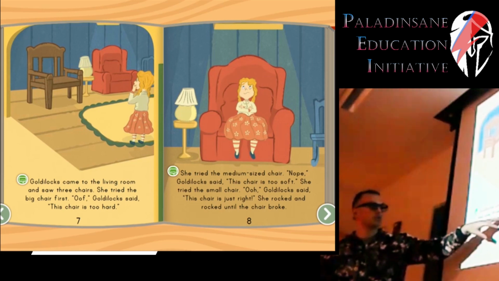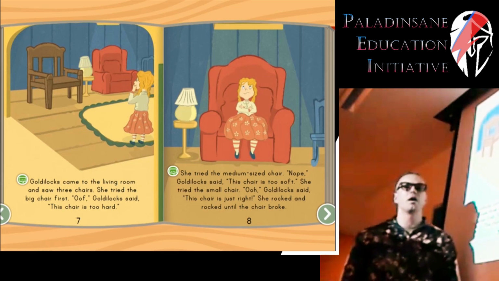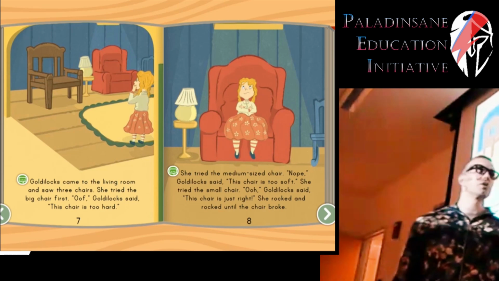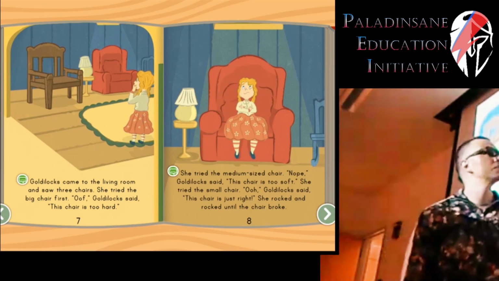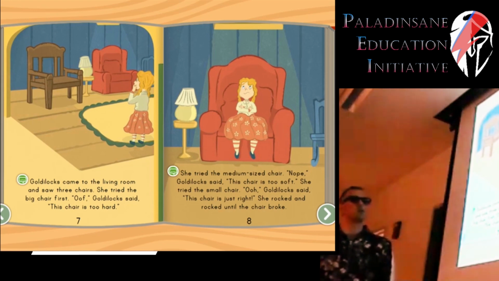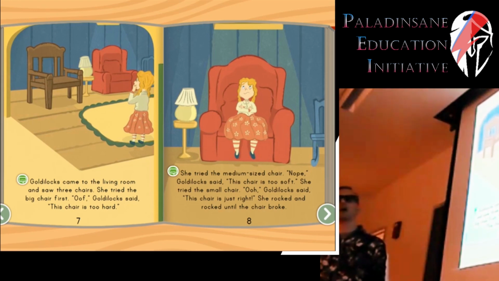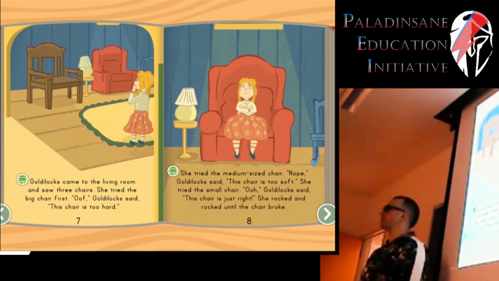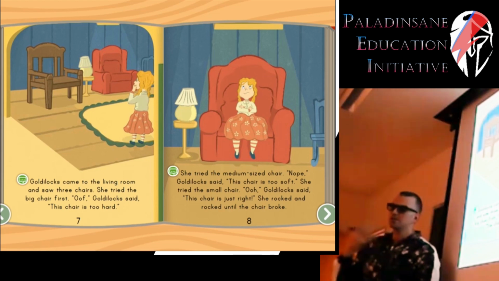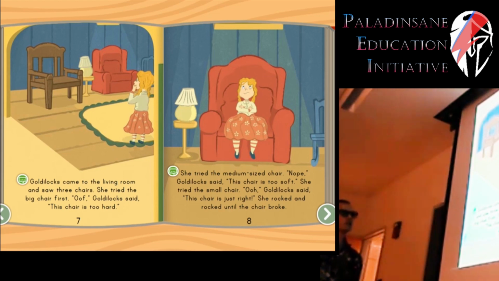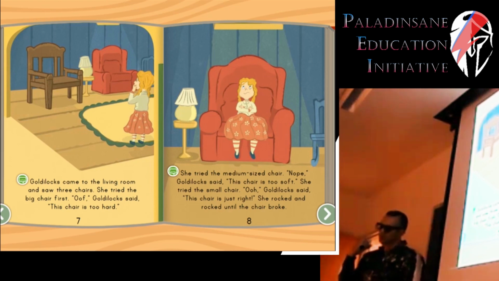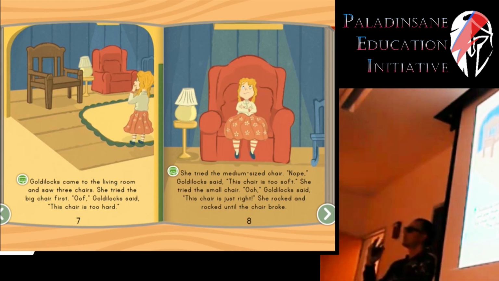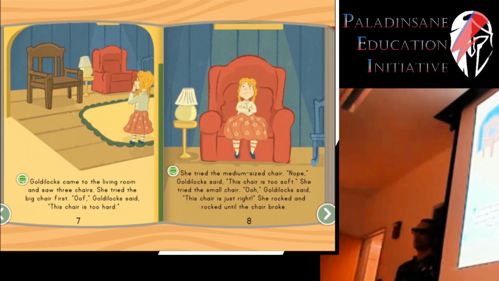the big chair first. Oof, Goldilocks said, this chair is too hard. And then you repeat that structure again. She tried the medium-sized chair. Nope, Goldilocks said, this chair is too soft. So we're going to use repetition, and in your final draft, you're going to use pictures, which are the figures. So we're going to have figures in the results section. That's going to be the pictures from the children's book. But importantly, for next time, we're going to use repetition.